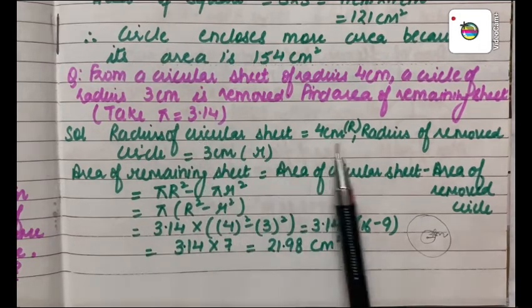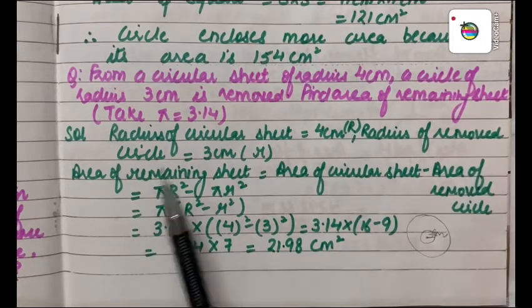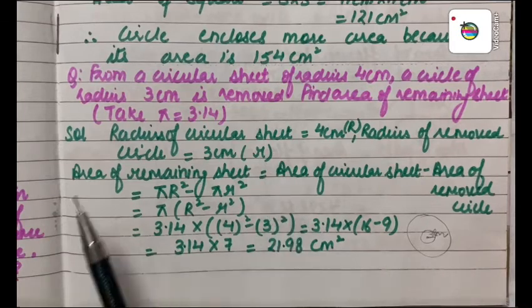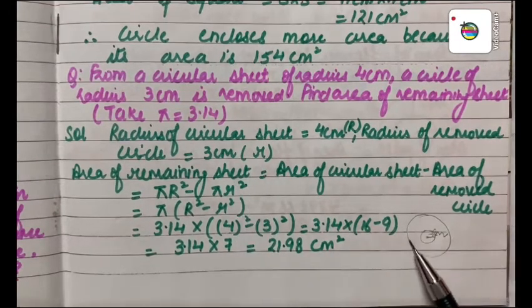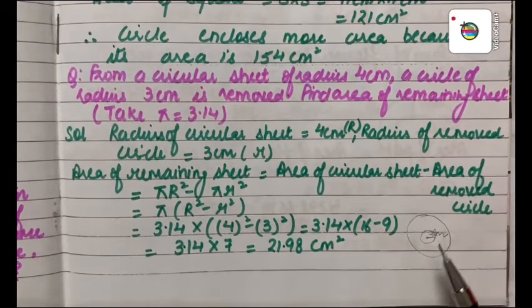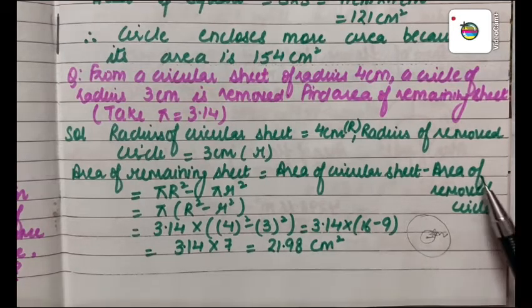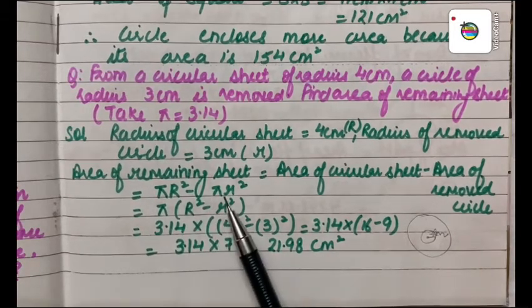So radius of circular sheet is 4 centimeter. I am taking it as capital R. Radius of the removed circle, that is 3 centimeter, I am taking it as small r. So how we can find the area of remaining sheet? We have to subtract the area of removed circle from the area of the whole circular sheet. So pi capital R square minus pi small r square.